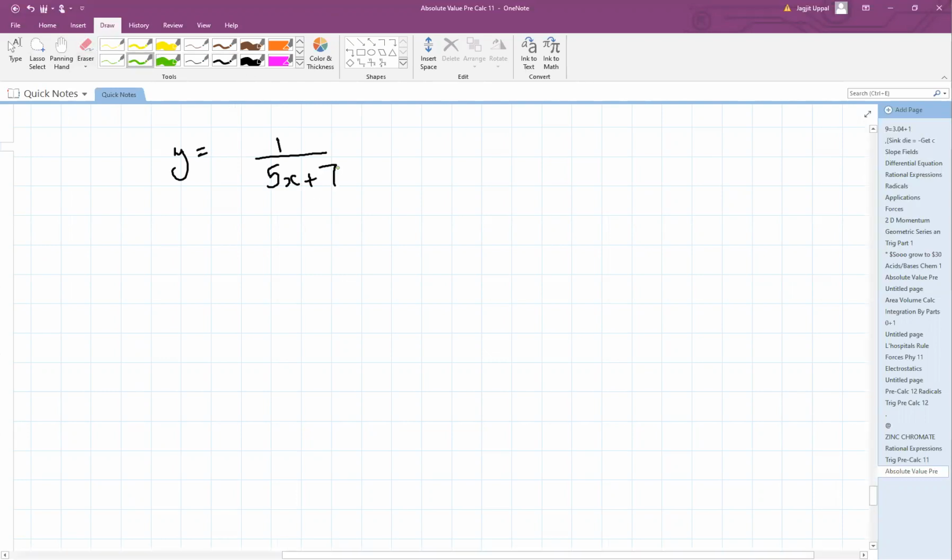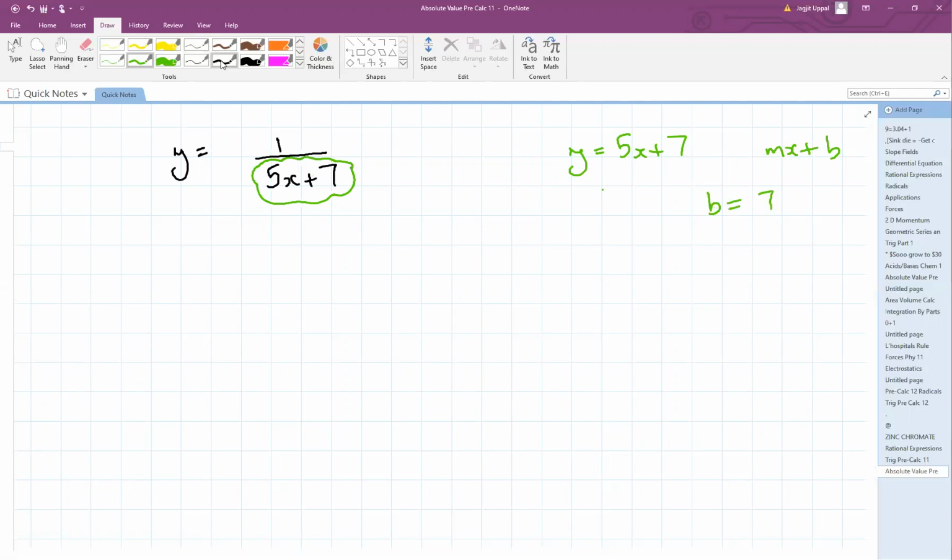Okay, what would you do first? You would first graph the bottom, right? Yeah. So that's 5x plus 7. Think about mx plus b, your y-intercept. Your y-intercept is at 7, and your slope is 5/1, which means you go 1 over and 5 up. Make sense?